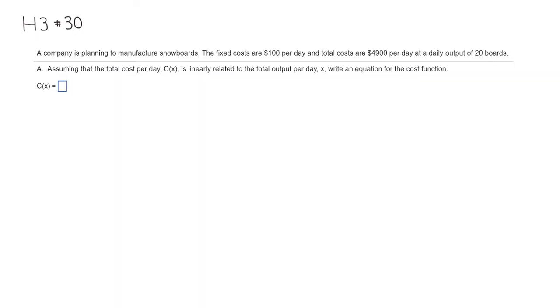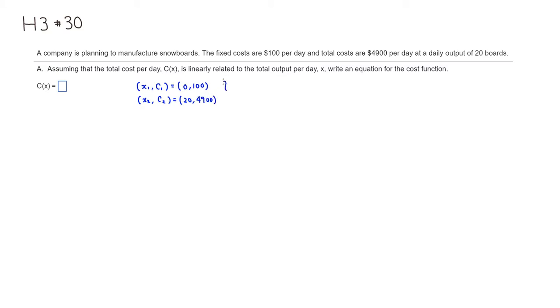All right, so let's do that. It looks like a fixed cost is when, think of it as a point (x1, C1). Fixed cost is when the production is 0 and it still costs $100. And the total cost, I'm going to look at as another point. When the production level is 20 boards, the total cost is $4,900.